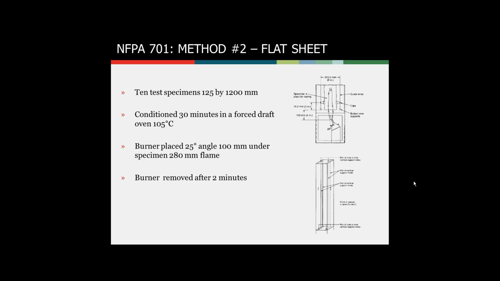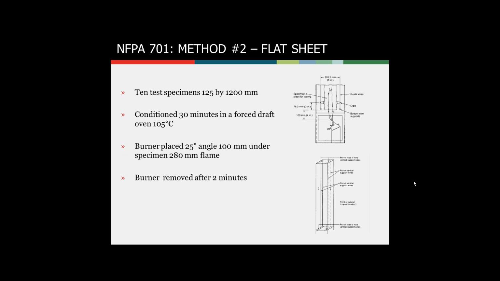Samples are mounted on the rod and clipped to the vertical supporting wires. Once suspended, they should be about 4 inches above the burner. The burner is then lit with a gas pressure of 2.5 psi and a flow rate of 113 liters per hour. The burner inlets are sealed, and the flame should be about 280 millimeters.